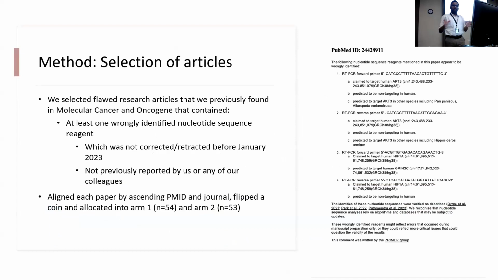And so what we did was we selected articles that contained at least one wrongly identified sequence that was not corrected or retracted before January 2023 and wasn't previously reported by our colleagues on PubPeer. We then aligned each paper by ascending PubMed identifier and journal, flipped a coin and allocated the two papers into two arms, and wrote up identically worded templated comments, as you can see in the figure there.